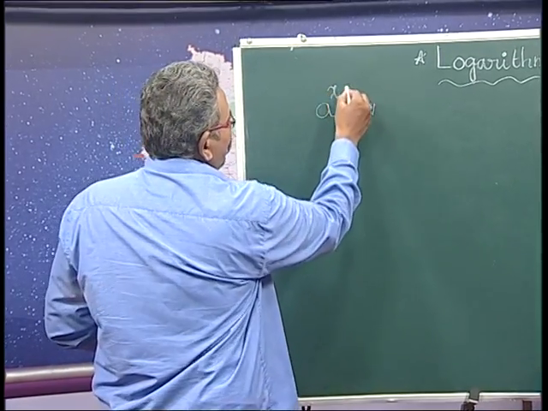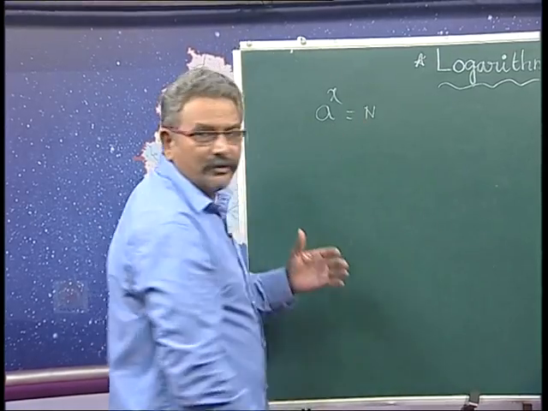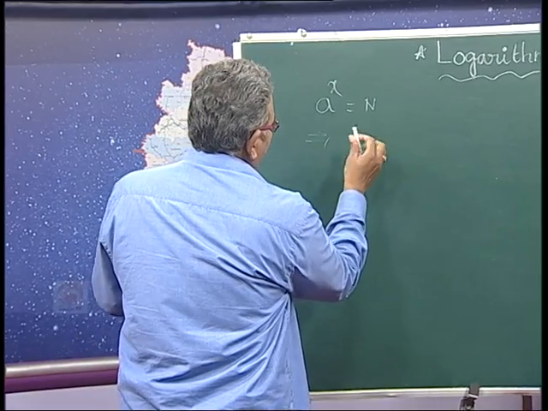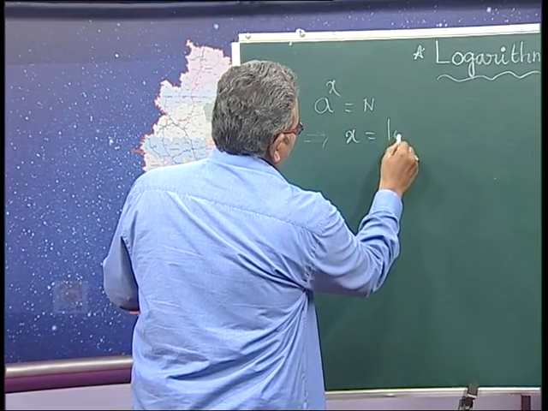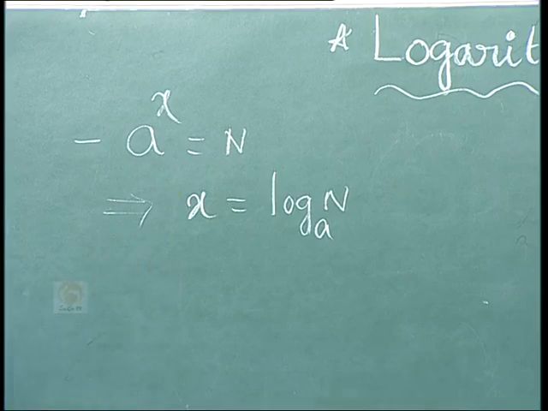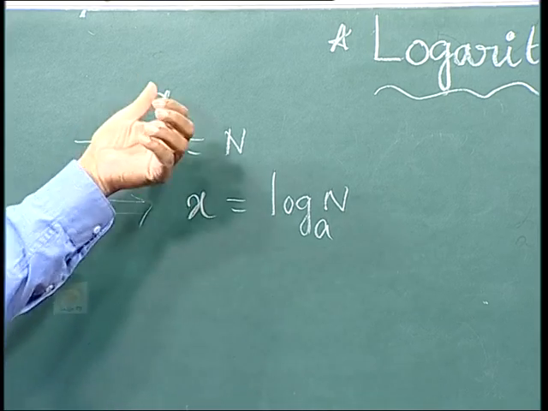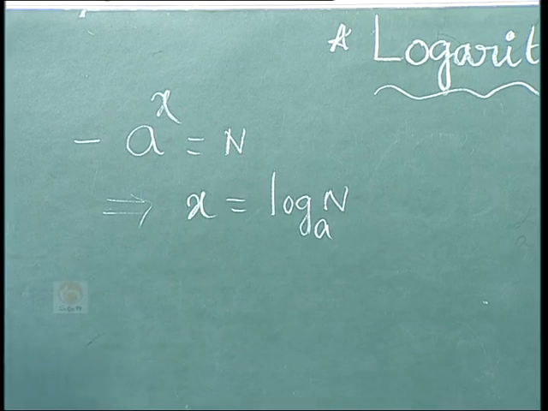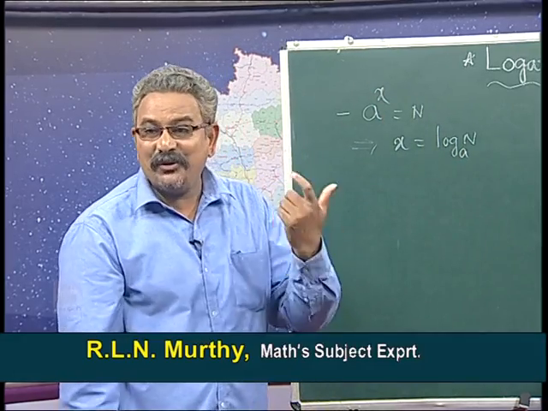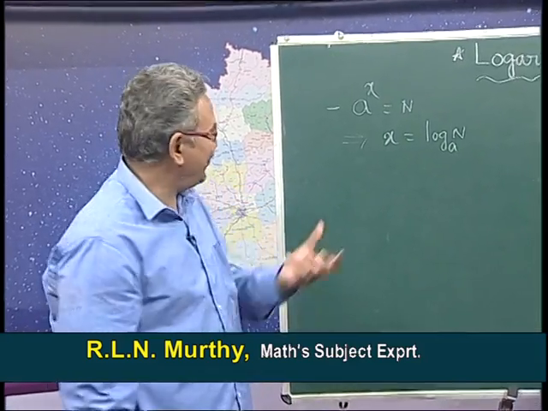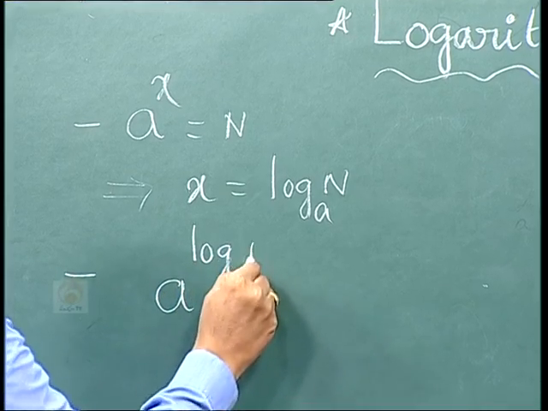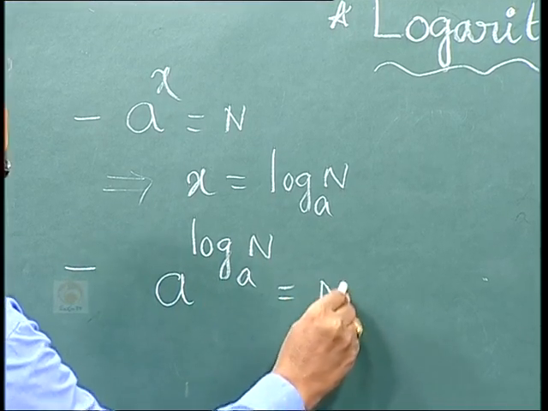Now this x is called the logarithm of n to the base a. So this can be written as x is equal to log n to the base a. This is the first concept: the exponent is nothing but the logarithm. Suppose this x is replaced by log n base a, what do you expect? What shall you get? Here we get a power log n to the base a equals n.